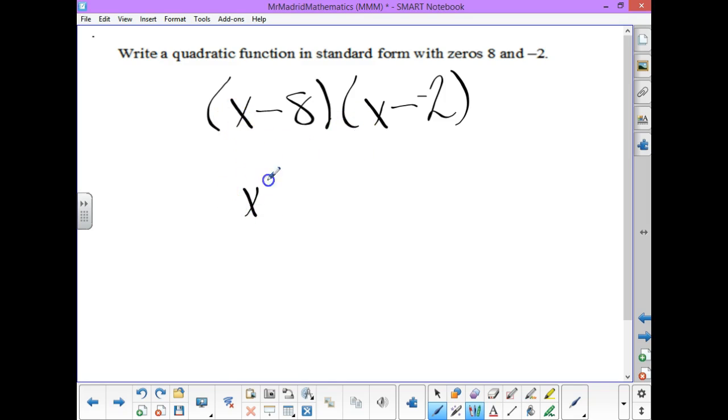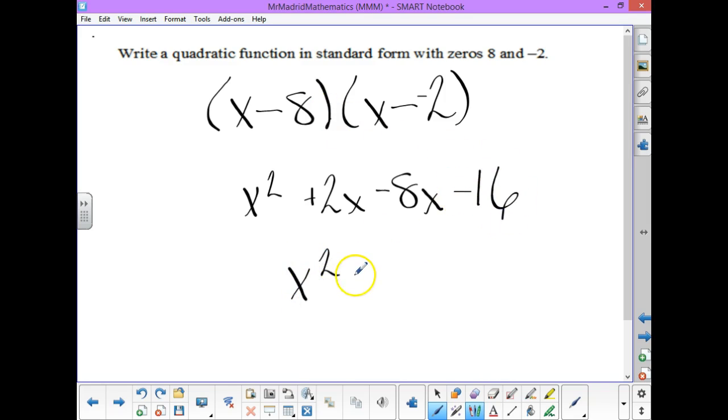X times x, x squared. X times a plus 2 is 2x. Negative 8 times x is, okay, and negative 8, remember this is a minus negative, so that's a plus. So then we get a minus 16, and ultimately, okay, we have x squared minus 6x minus 16, and here is my quadratic, okay, in standard form with these zeros.